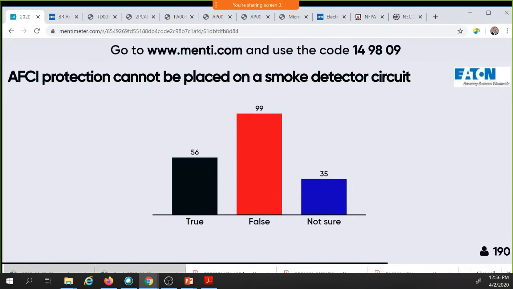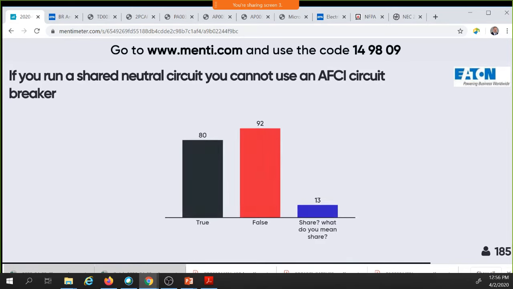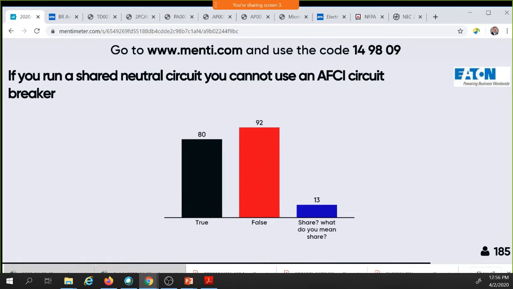They said AFCI protection cannot be placed. Oops. They said, wait a second. Branch feeder AFCI does not provide series arc protection. That's false. Where's that question?